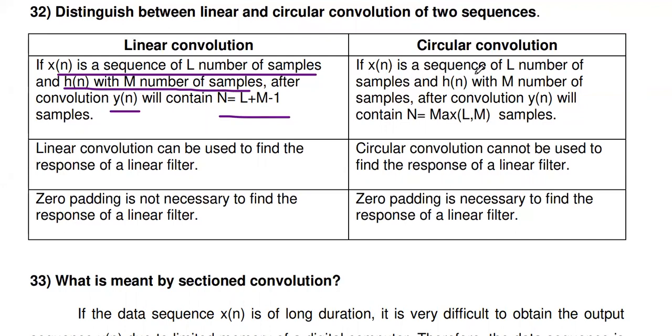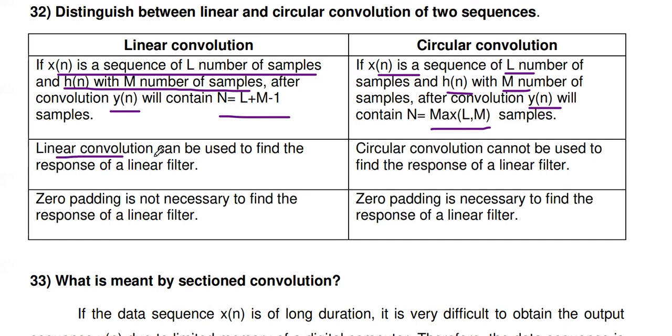If x of n is a sequence of length L and h of n is a sequence of length M, after circular convolution y of n will contain the maximum of L comma M samples. That is, whichever of L and M is greater, that number of samples is available in y of n. So in circular convolution, both sequences must have an equal number of samples. If not, we have to append some zeros and then perform it.